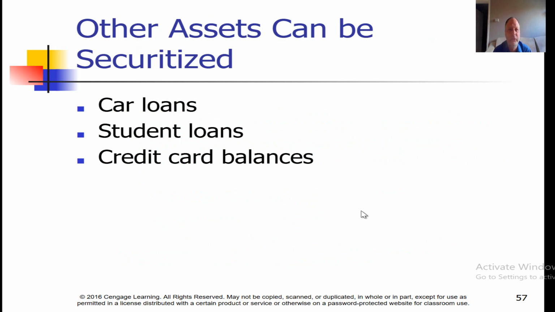Not only are houses securitized, car loans are securitized. Before the federal government started taking all the student loans, those were securitized. Credit card balances are securitized. And right now we are seeing a pretty drastic increase in defaults on car loans. So people who have purchased those investments could be losing money.